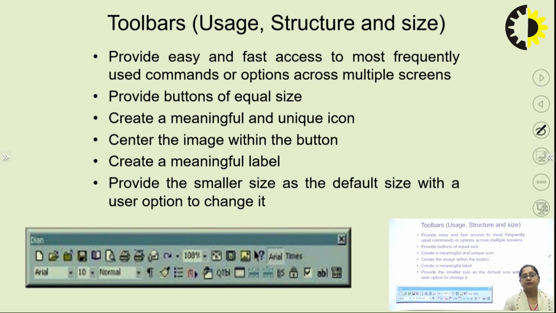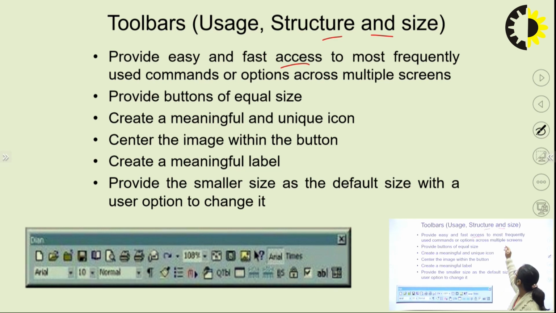Now, let us discuss the toolbar. The next screen based control is the toolbar. So, for the toolbar we discuss here the structure and the size. Provide easy and fast access. We use the toolbar for fast access because you can find many controls in one toolbar, okay. Generally, frequently used controls are placed in this toolbar, okay.